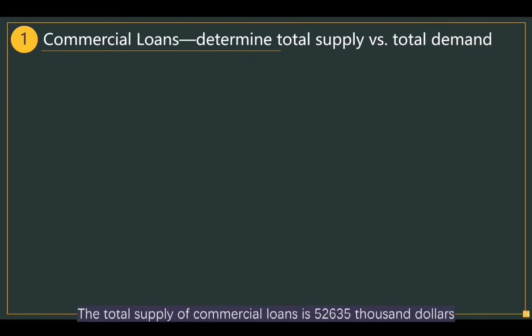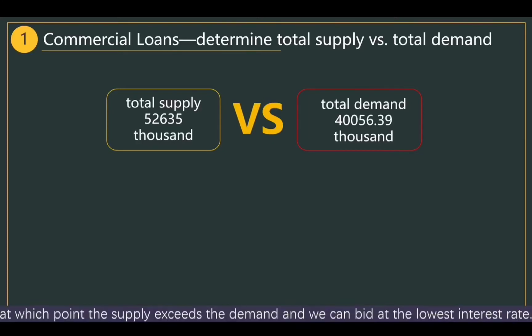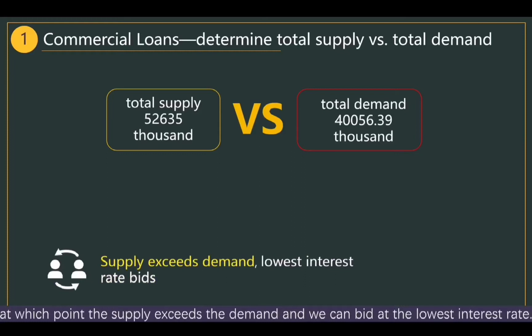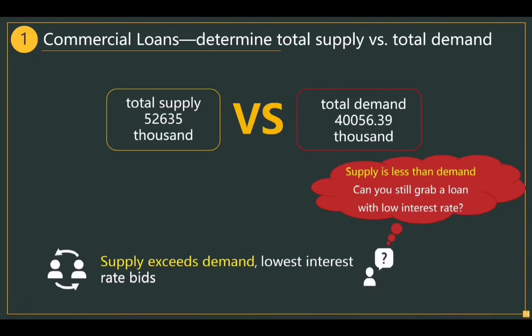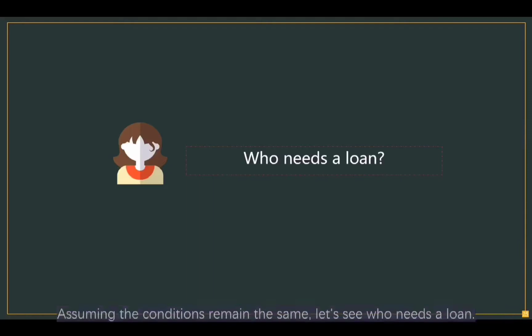The total supply of commercial loans is $52,635,000, and the total demand is $40,056,390, at which point the supply exceeds the demand, and we can bid at the lowest interest rate. If the supply is less than the demand, will the low interest rate still give the loan? Assuming the conditions remain the same. Let's see who needs a loan.